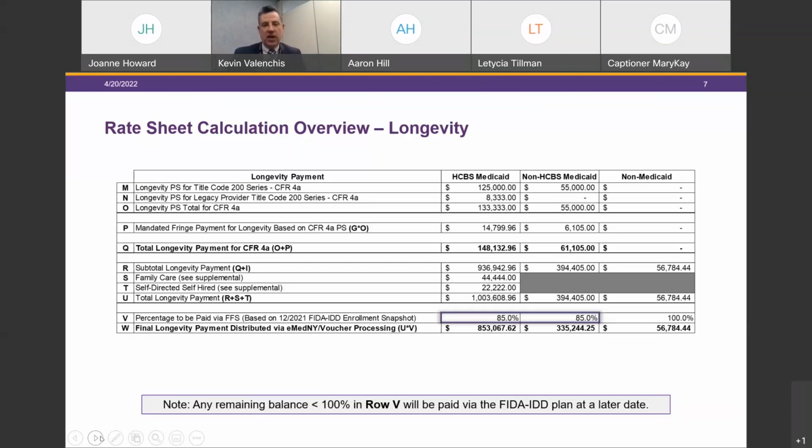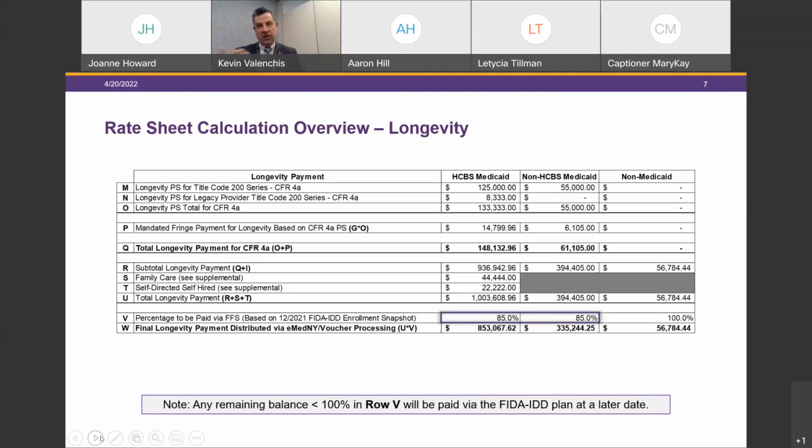We've talked about this at PA and I think in our previous webinar back in December, but I just wanted you to be aware that what this represents is an enrollment snapshot. I want to be clear that for the longevity payment, it's an enrollment snapshot as of December 2021. So what this in essence reflects is the percentage of people that you have enrolled in the FIDA, or the number of people enrolled in the FIDA divided by your total agency enrollees, right?